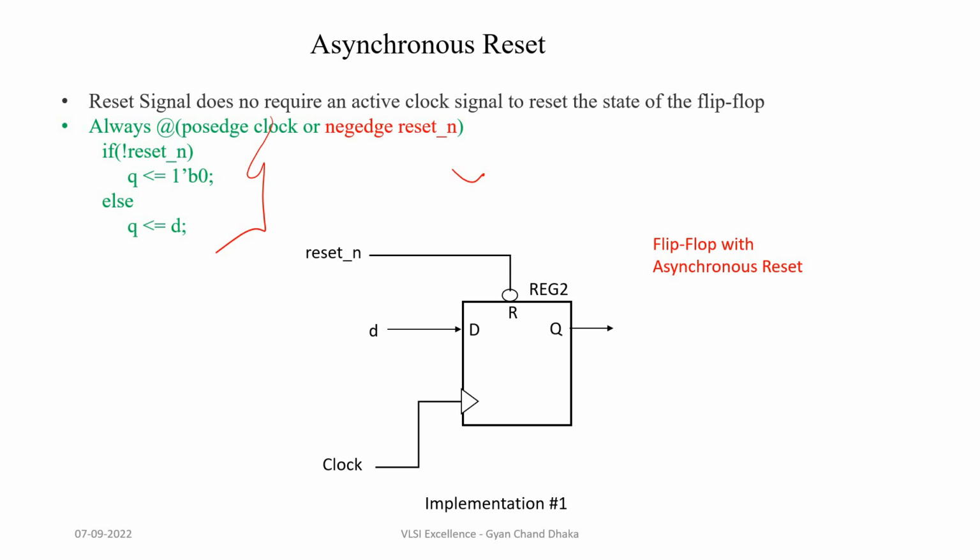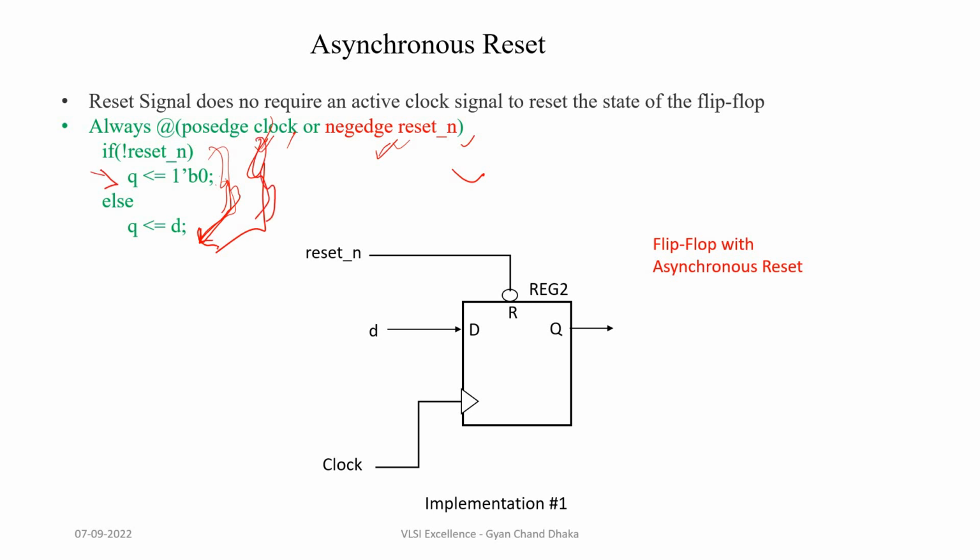So here if you see, either at positive edge clock or negative edge reset. So this code which is sitting inside the always block can execute either at positive edge clock or negative edge reset, unlike synchronous reset where the internal code which is sitting inside the process block can only execute at every positive edge of the clock. So here as soon as there is a negative edge reset, the flip-flop will get basically reset.